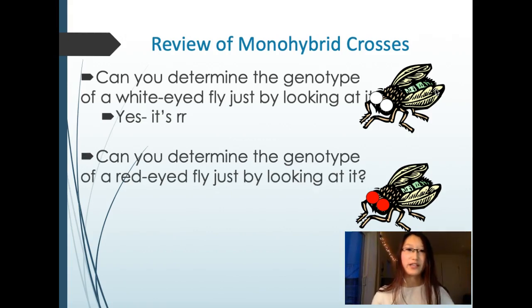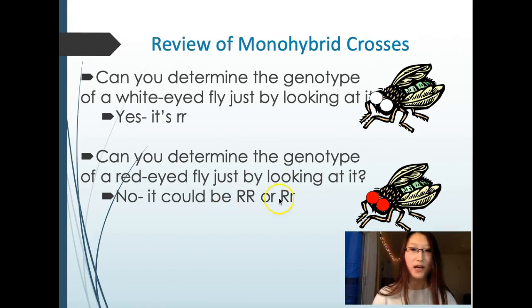Now the second question is, can you determine the genotype of a red-eyed fly just by looking at it? Red eye is dominant over white eye. There are only three possible genotypes of an individual: big R, big R; big R, little r; and little r, little r. Which two of those three have the trait of red eye? It could be big R, big R, or big R, little r. Both of those genotypes would give you the phenotype red eye.